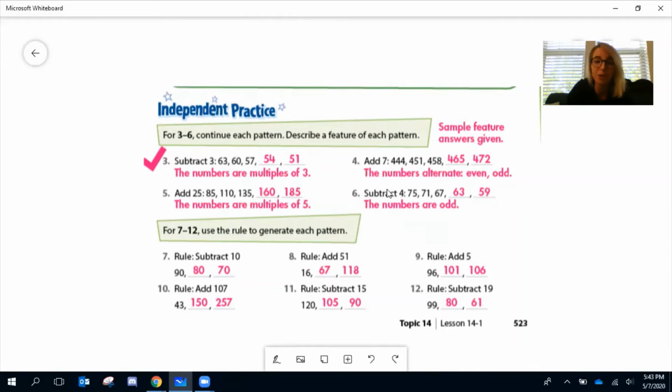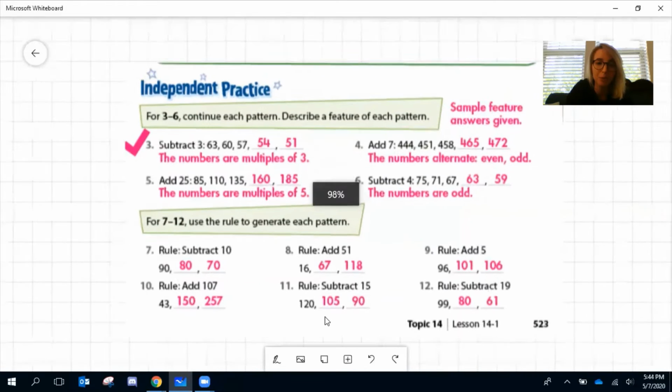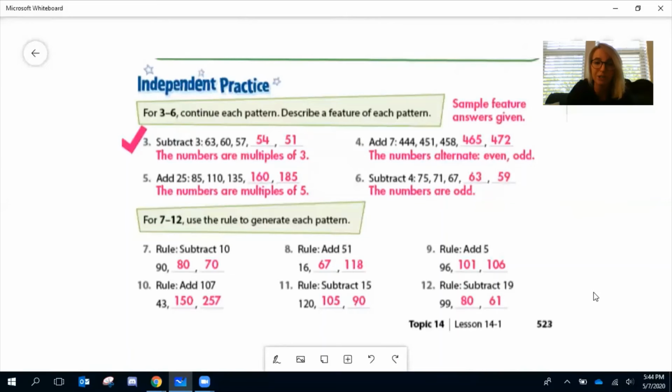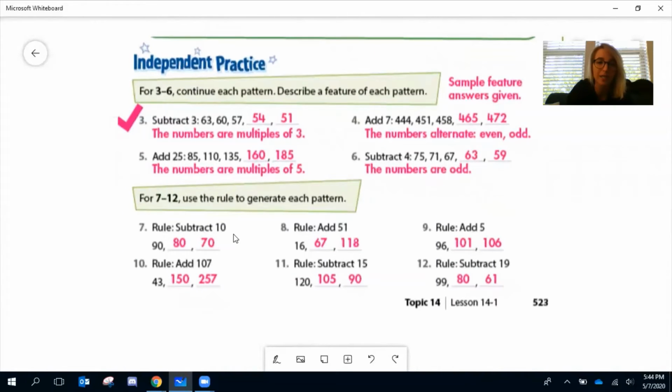Number 6 says subtract 4. So we have 75, 71, 67. 67 minus 4 is 63. 63 minus 4 is 59. And if you look at all these numbers, they are all odd. For numbers 7 through 12, we're going to use the rule to generate each pattern. So here we're subtracting 10, 90, 80, 70.